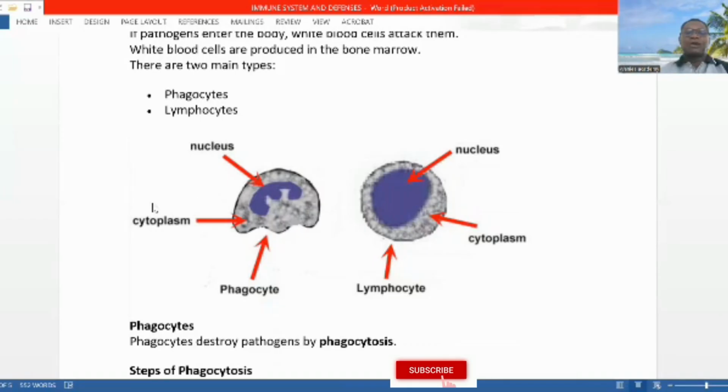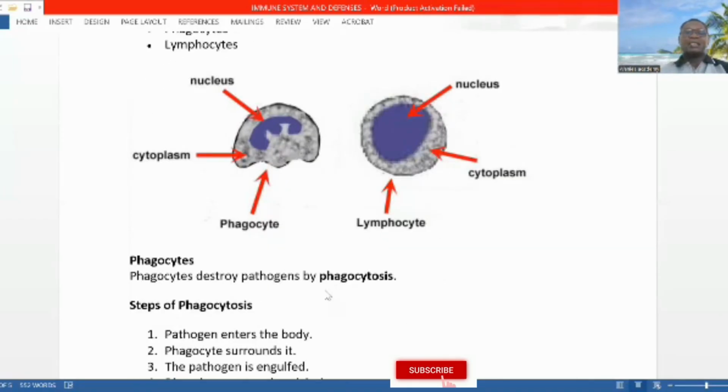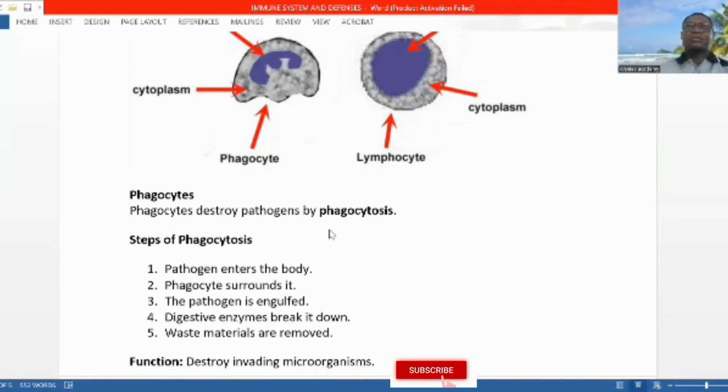This is the diagram of the phagocyte and that of what? The lymphocyte. So the phagocytes help destroy invading microorganisms. The phagocytes are white blood cells that are amoebic in nature. So they swim to surround the invading microorganism or pathogen and they engulf them. Now, these are the steps used by the phagocytes to destroy microorganisms.